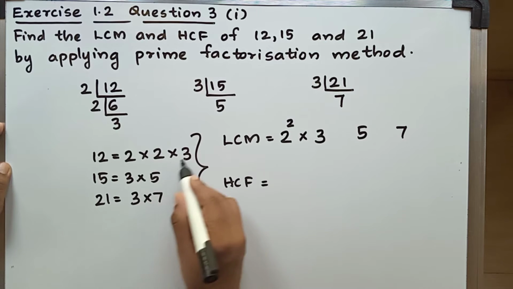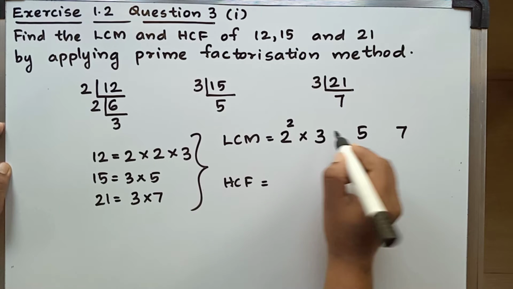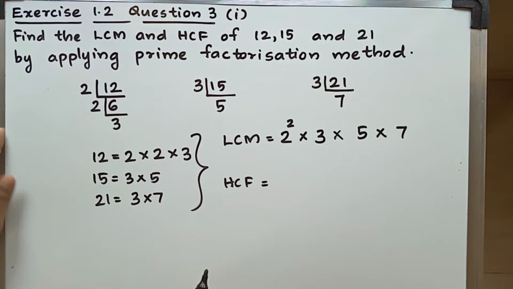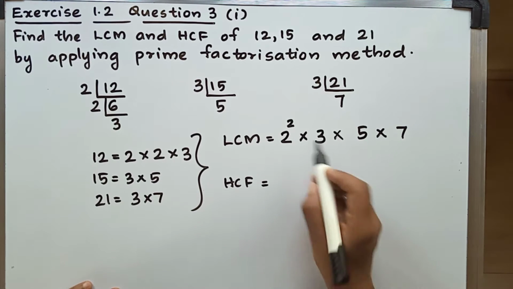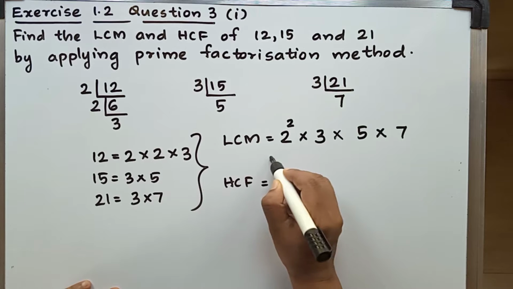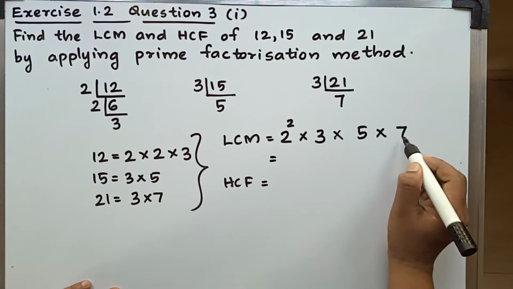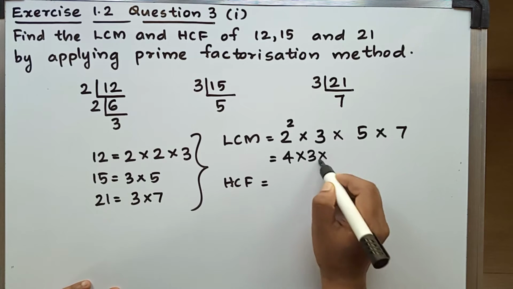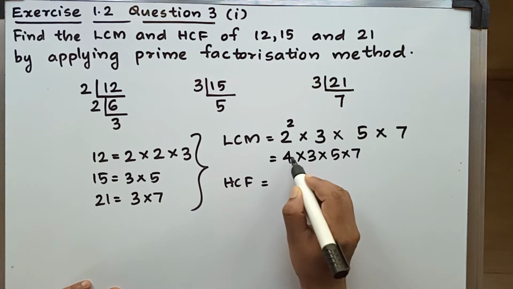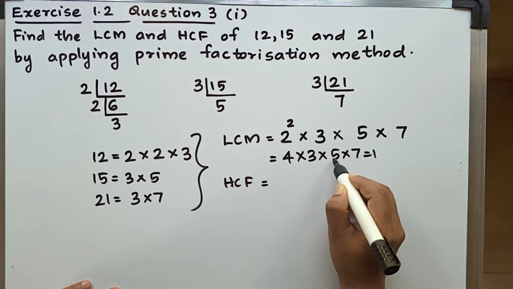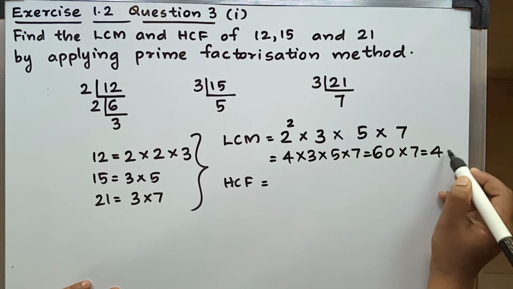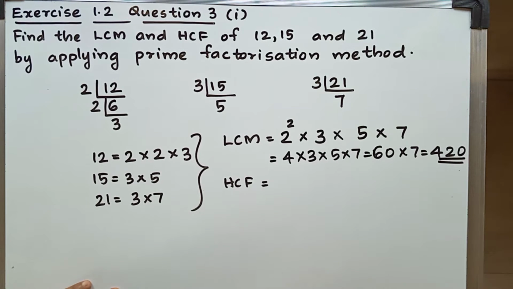3 comes only once in all these three numbers, right? Only one time it is there, so it's enough. 5 is also like that, only one time, and 7 also comes just for one time. So 2 square into 3 into 5 into 7, that is the LCM. 2 square is 4, 4 into 3 into 5 into 7, 4 into 3 12, 12 into 5 60, 60 into 7, so 420 is the LCM.